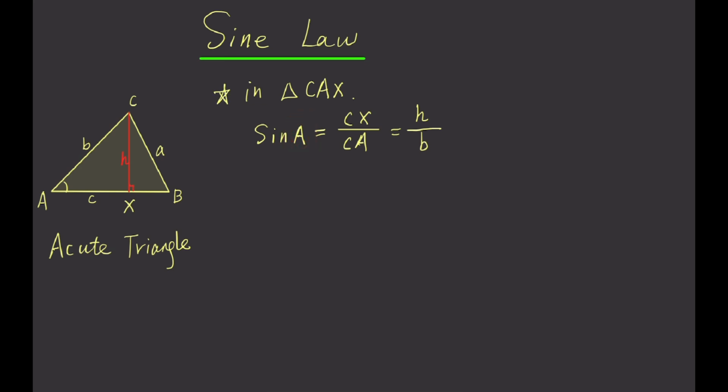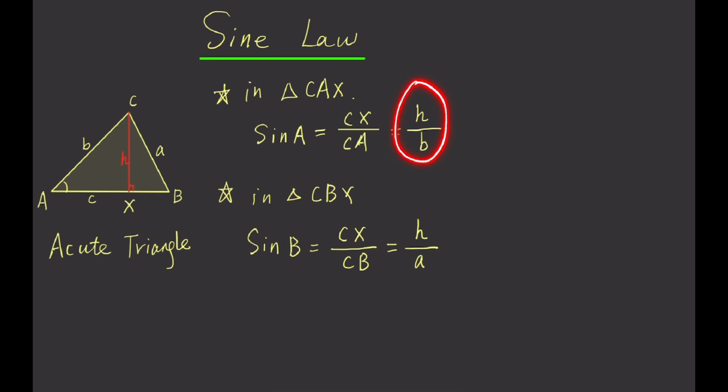Now we focus on the right triangle CBX, that is this triangle, and we can get the sine ratio for angle B, still the opposite side CX over the hypotenuse CB. This is the hypotenuse, this is the opposite side for this angle B. So we get this ratio. Now we replace CX with H, and we use A to replace CB. We get these two ratios.